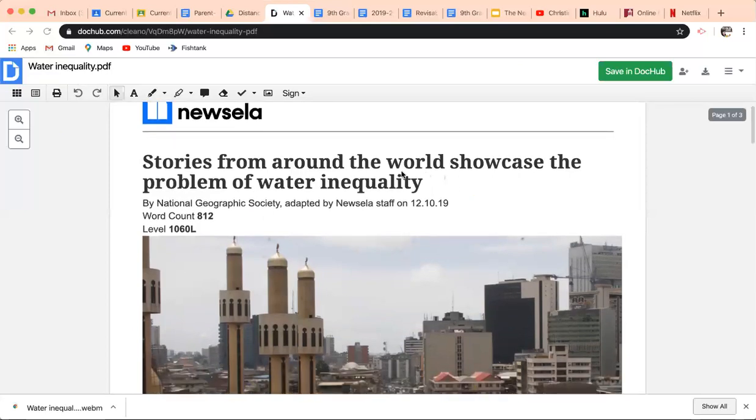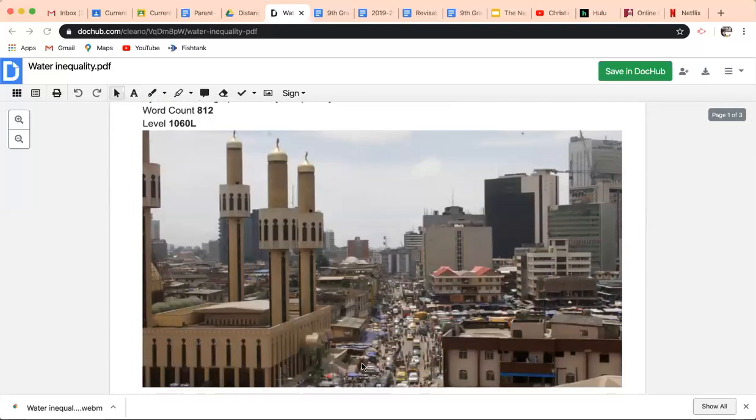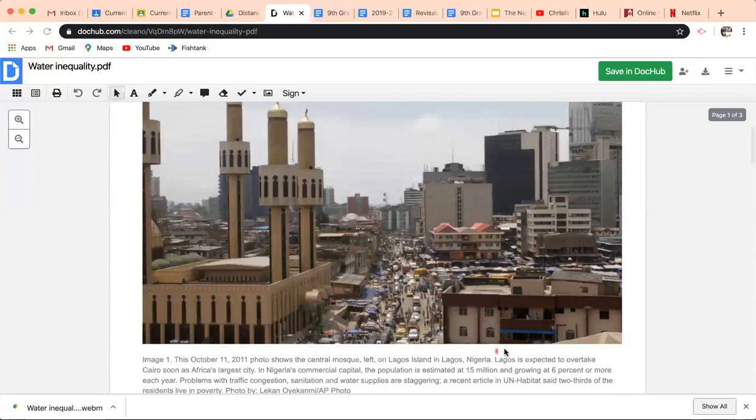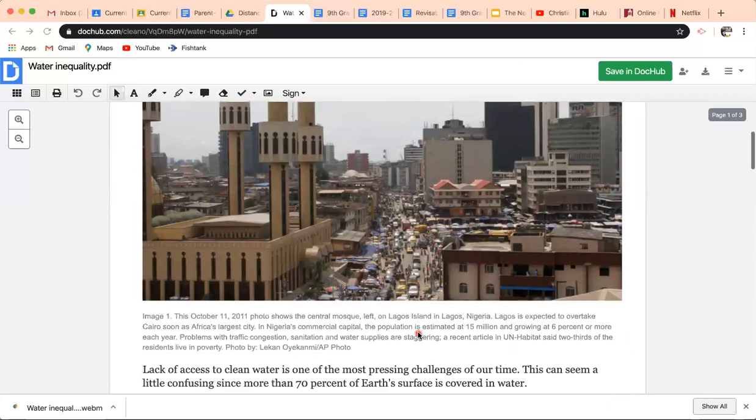Okay, now once you read the article, you think about it, you can go ahead and look at the photo, look at the picture that they give, make some inferences, look at the details, read the caption, so that you can think about what this article is going to be about. Okay, so you see already Lagos Island in Lagos, Nigeria, soon to be Africa's largest city. So you kind of know where this article is taking place.